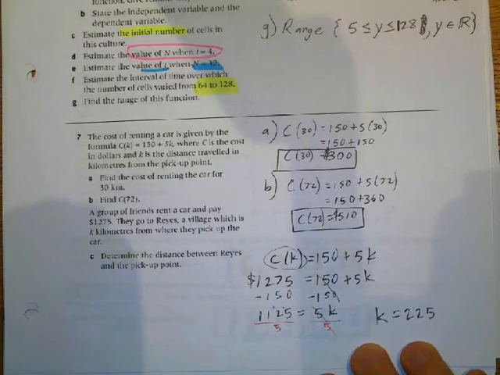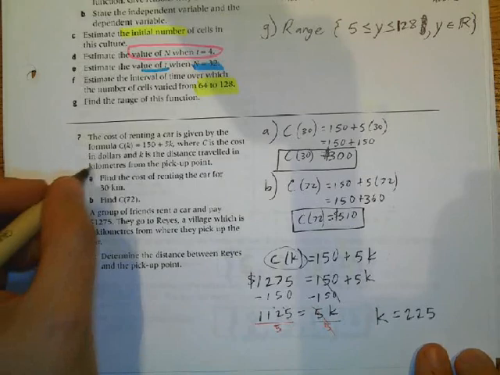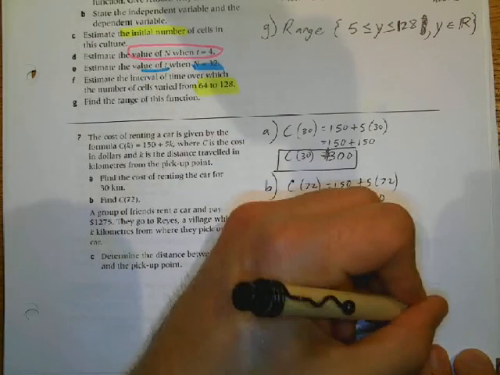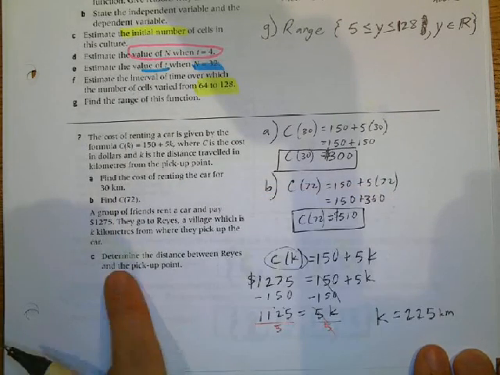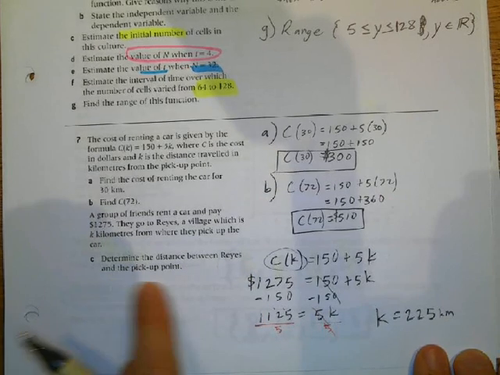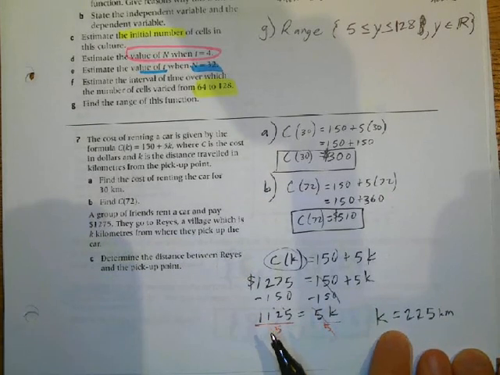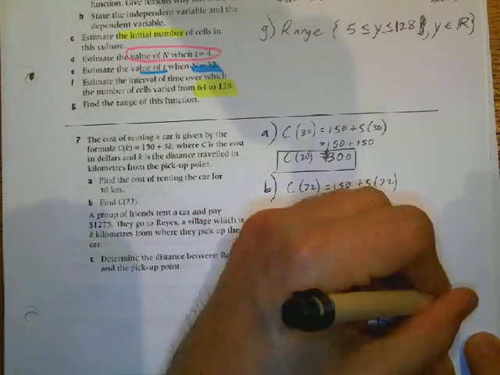And so the units for this are in kilometers. So the distance between Reyes and the pickup point is 225 kilometers. And that is the solution for this handout.